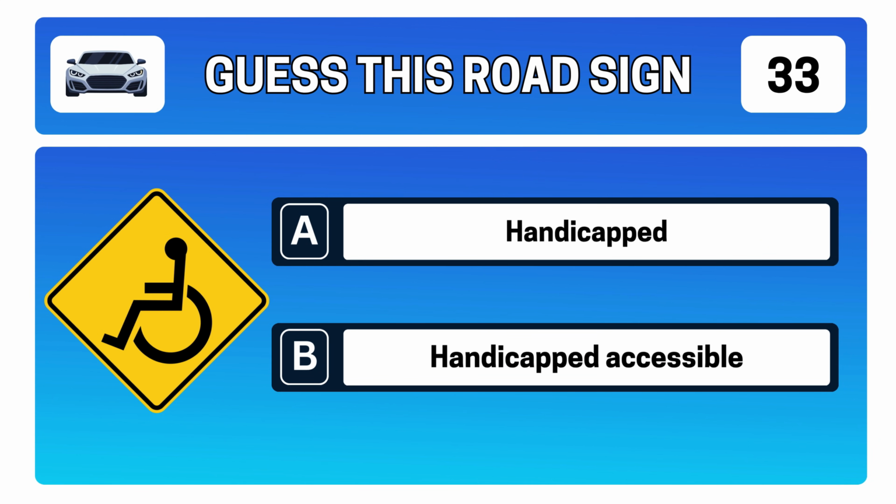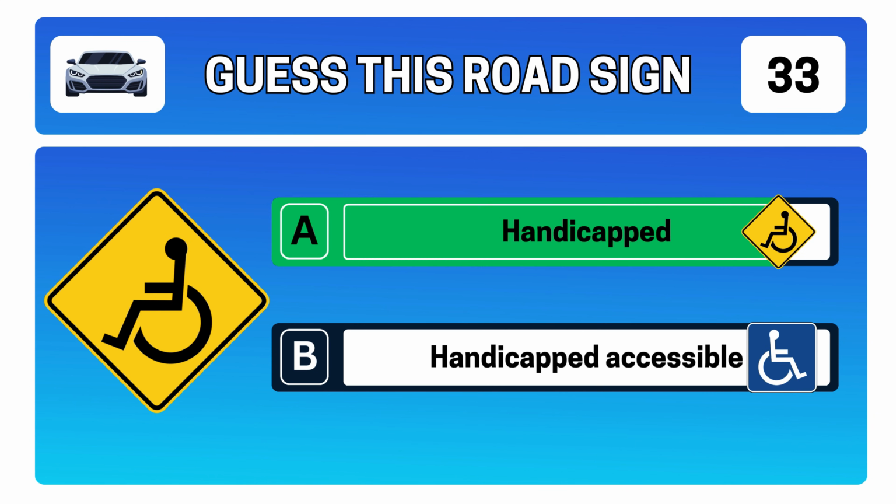Guess this road sign. A. Handicapped. B. Handicapped accessible. Great start. That's the handicapped sign.